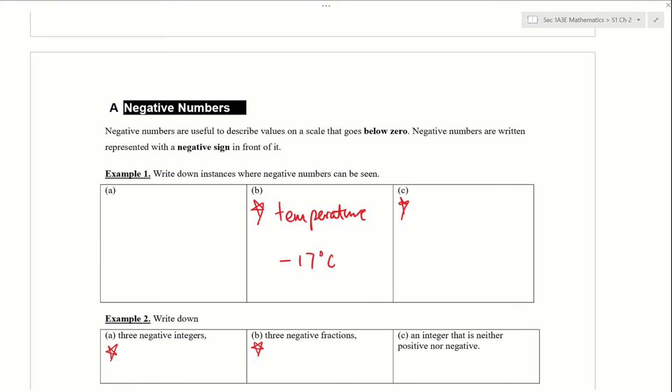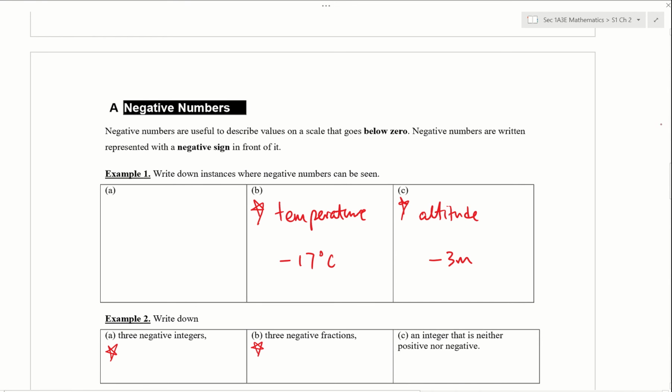Percentage can. For example, if a positive percentage is profit, then negative will be a loss. Or if a positive percentage is an improvement, then negative is you became worse lah. Altitude, otherwise known as your height above the sea level. Below sea level, above sea level, and so on and so forth. So for example, -3 meters.